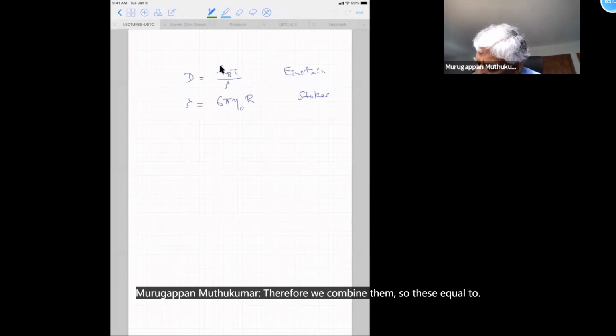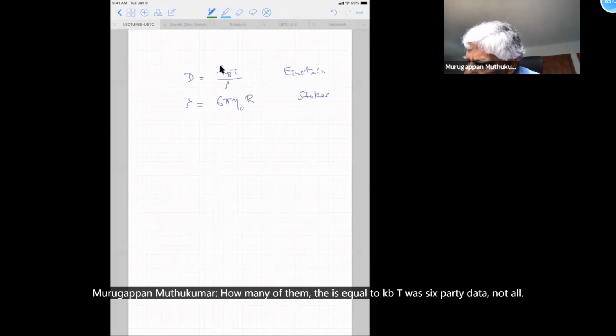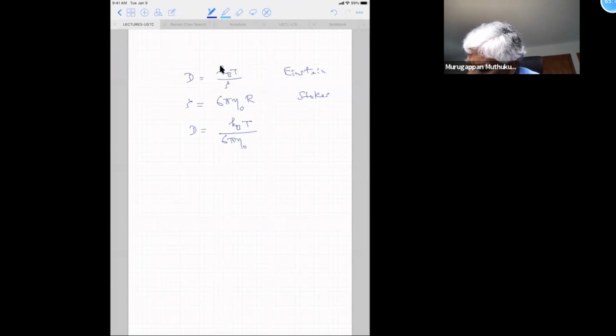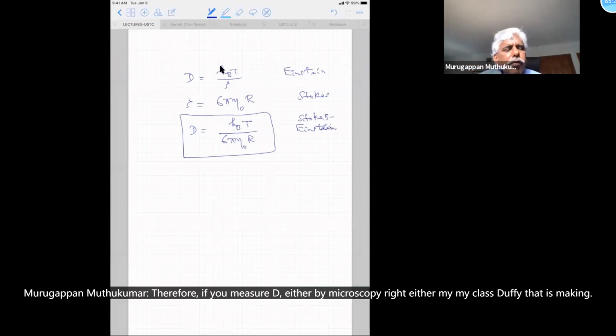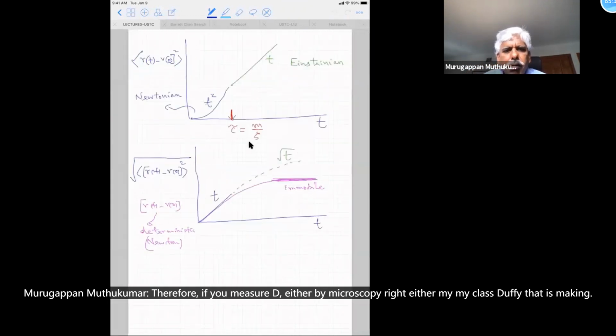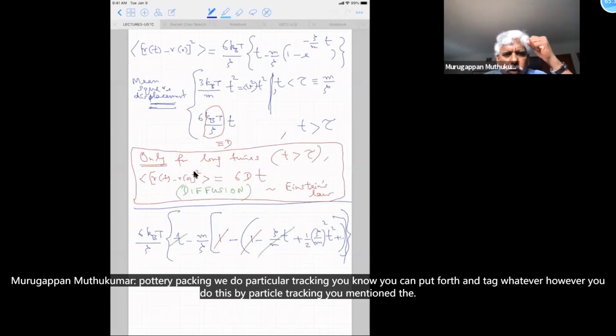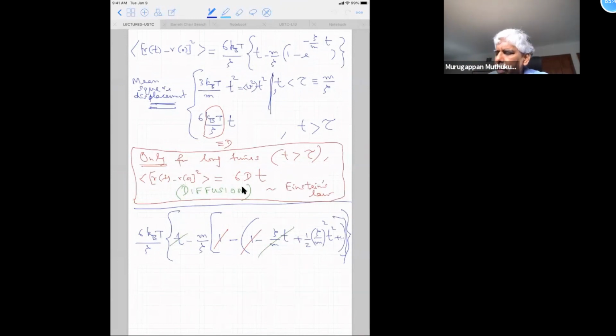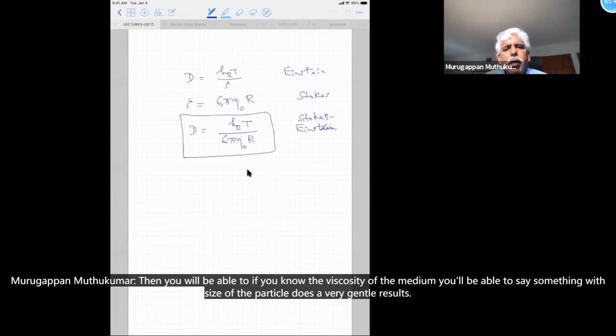Therefore, we combine them. So D is equal to kBT over 6 pi eta naught r. This is called the Stokes-Einstein relation. Therefore, if you measure D either by microscopy, that is by particle tracking, where you can put a fluorescent tag, whatever, however you do it, by particle tracking you measure D. Then, if you know the viscosity of the medium, you will be able to say something about the size of the particle. This is a very general result.